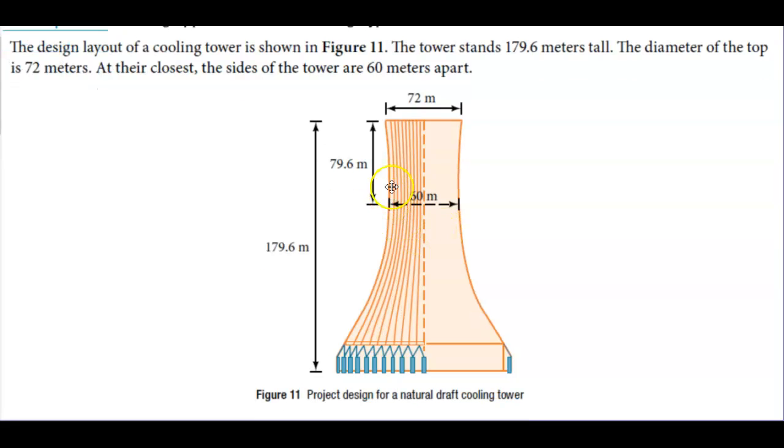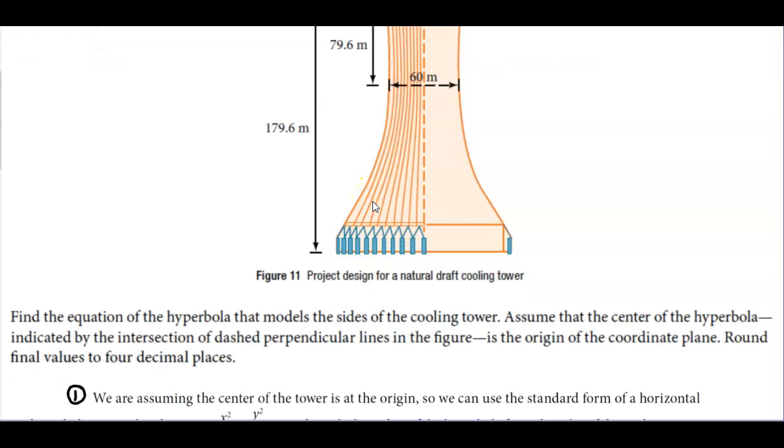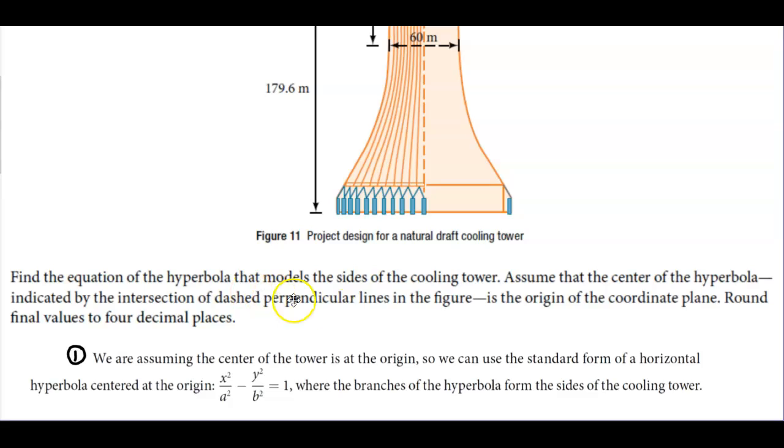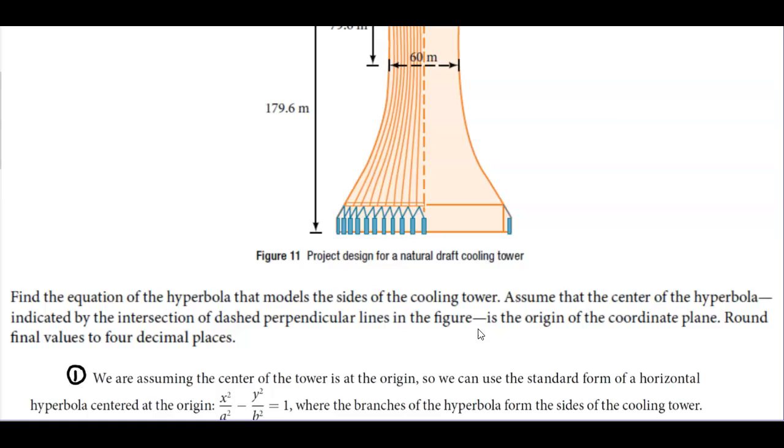And so we can see here for where it's 60 meters apart, it's 79.6 meters. Now we want to find the equation of the hyperbola that models the sides of the cooling tower. Assume the center of the hyperbola, indicated by the intersection of the dashed perpendicular lines in the figure, is the origin of the coordinate plane. And we're going to round the final values to 4 decimal places.